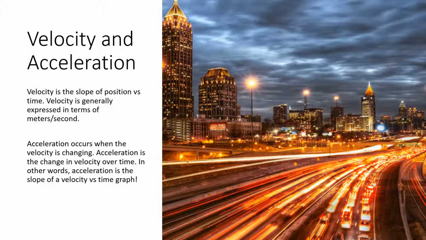So velocity is the slope of a position versus time graph, okay? Oftentimes we're talking about it in terms of meters per second or miles per hour. However, acceleration occurs when velocity is changing. Acceleration is the change in velocity over time. In other words, acceleration would be the slope of a velocity versus time graph.